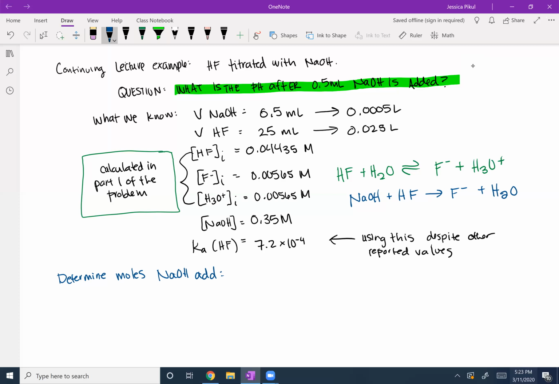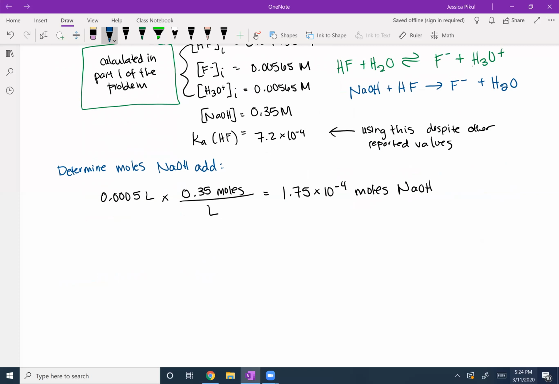So I am starting with a volume of 0.0005 liters, or 0.5 milliliters, and I'm going to multiply that by its concentration, which is 0.35 moles per liter. That's going to give me a number of moles that's 1.75 times 10 to the negative fourth. So this is what is added into the solution, and all of this will react with hydrofluoric acid. That means we can determine the amount of hydrofluoric acid and fluoride we have after this addition by doing a little bit of stoichiometry.